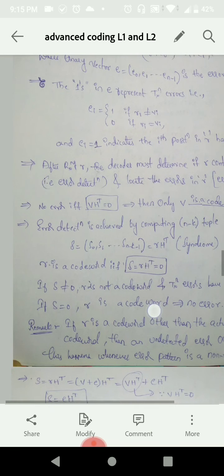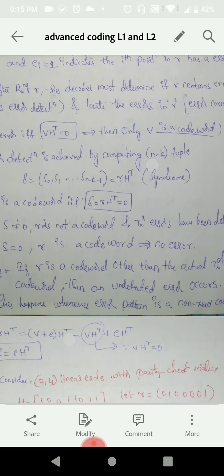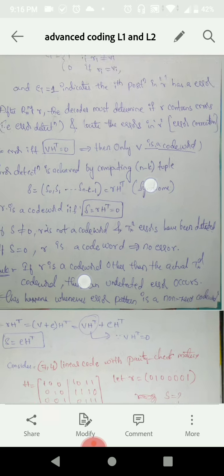In the same way, we can use the syndrome here. S is equal to r into H transpose. So if r into H transpose is equal to 0, then we can say r is a code word, and at the same time there is no error. And if r into H transpose is not equal to 0, then we can say that r is not a code word and there are transmission errors.